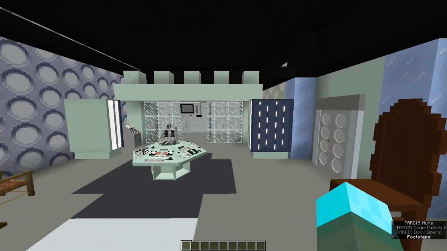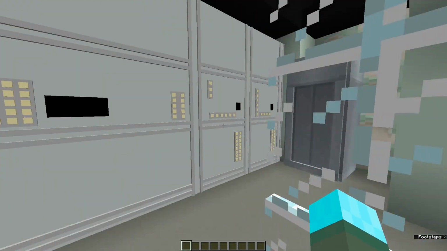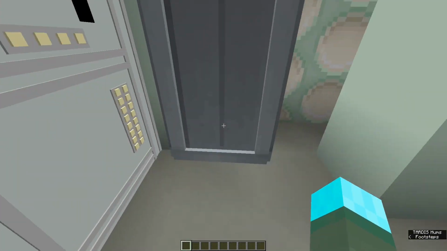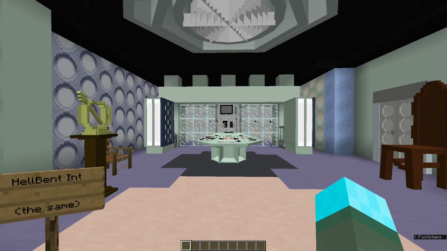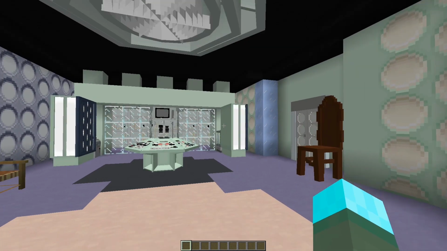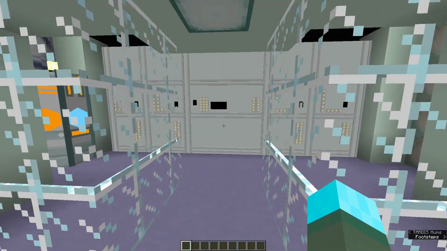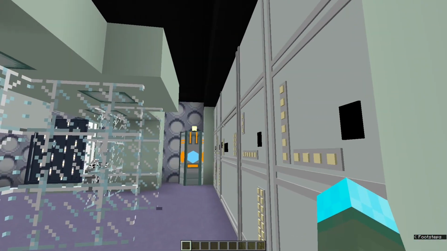This is the First Doctor Interior. This is the Hellbent Interior. It's supposed to be different, but there's currently a glitch where the Hellbent Interior is exactly the same as the First Doctor Interior. Hopefully this will be fixed in future.